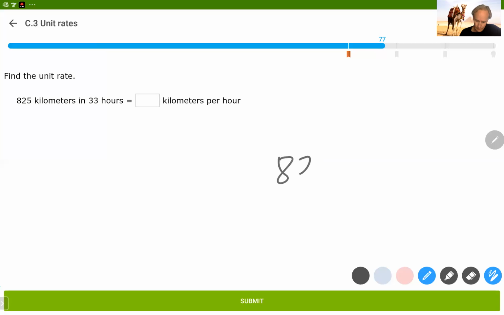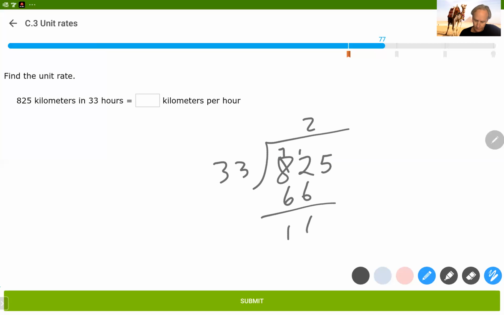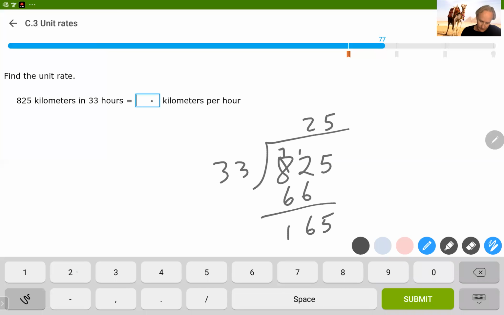$825 divided by 33 hours goes in 2. That's 66. Subtract from 82 to get 165. Looks like that's going to be 5, and sure enough, it's 25.